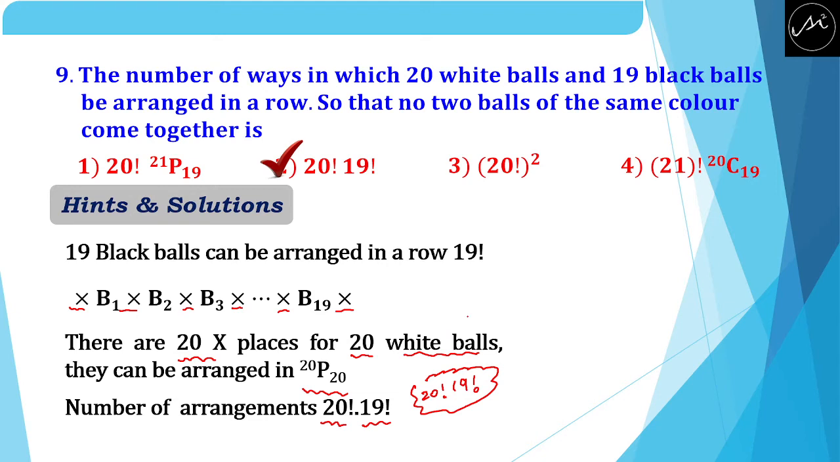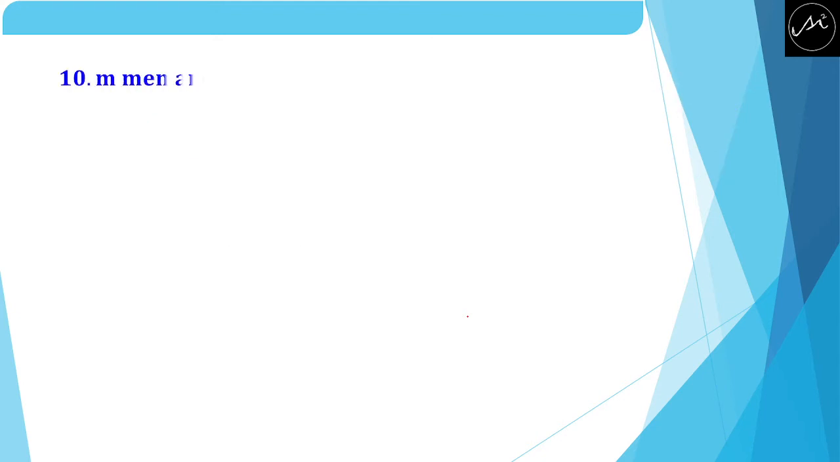Okay. So here 19 black balls can be arranged in 19 factorial ways, and in between them there are 20 places for white balls, so that can be arranged in 20p20 ways. So therefore 20 factorial multiplied by 19 factorial will be the right answer.